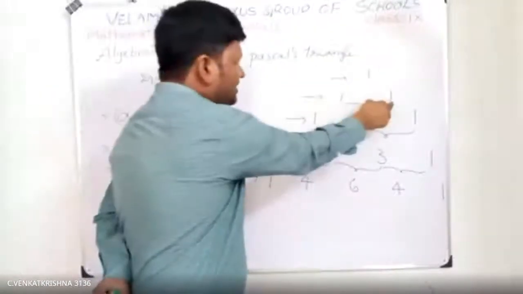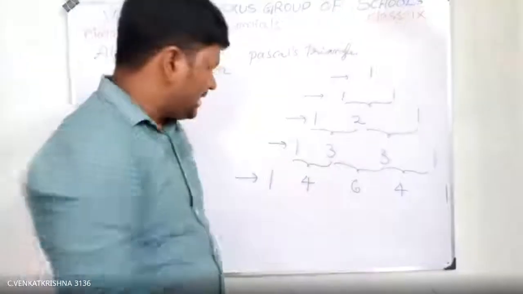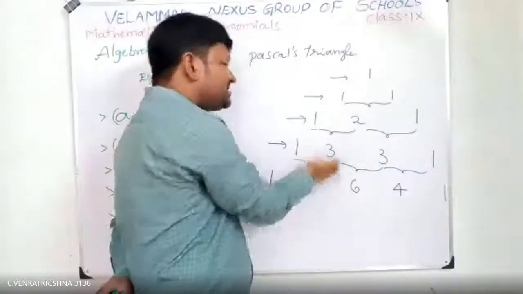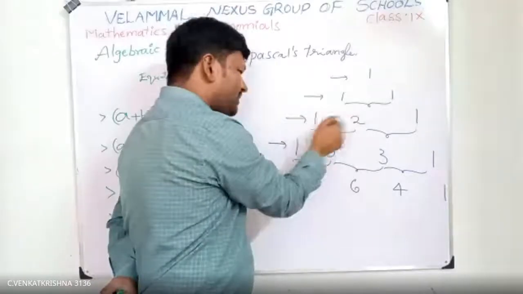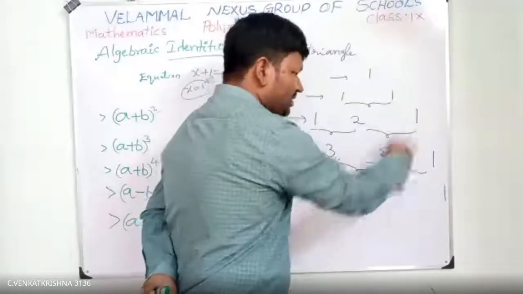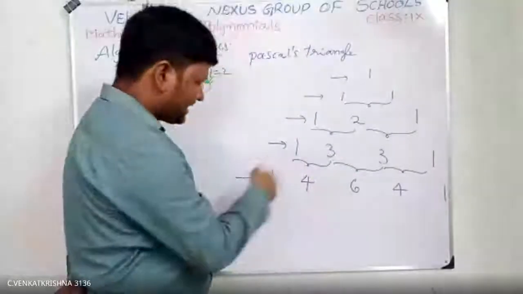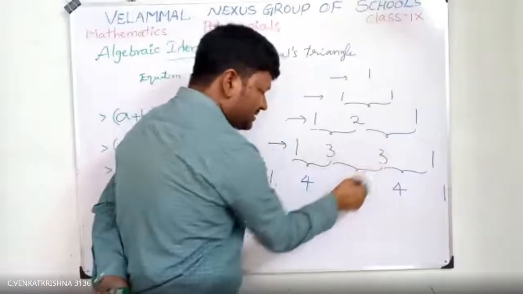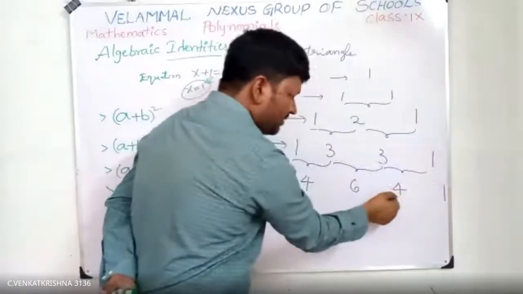1 plus 1 is 2. Again, the next row, start with 1. The next number is the preceding row's 2 numbers. These two sum. 1 plus 2, 3. 2 plus 1, 3. End by 1. Next again, start with 1. 3 plus 1, 4. 3 plus 3, 6. 3 plus 1, 4. Again, end by 1.